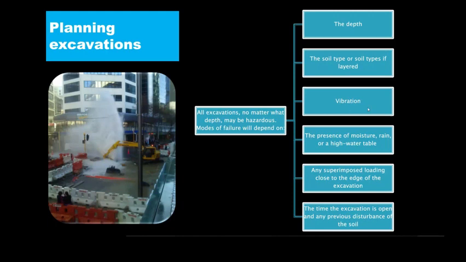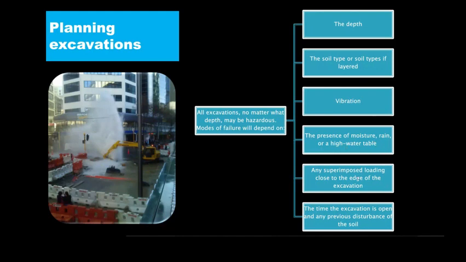Vibration, so any vibration from compactors or vehicles close by could cause it to fail. Presence of moisture, rain, or a high water table. In some cases, the water level will actually be above the bottom of your trench, and you have to pump that water out to lay the drain. Even in that one where it was leaking, they had to pump the water out that was coming from that water main so they could get in there and work around it. That can affect the ground stability.